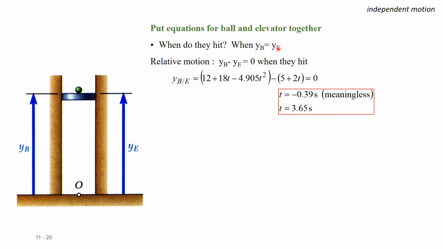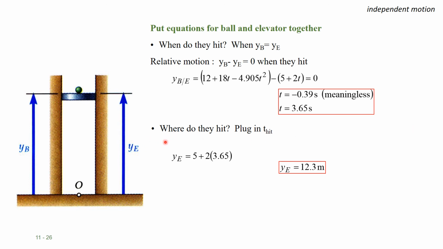So YB equals YE, or that relative position is 0. So we have a t squared, just use a quadratic equation. The only thing we don't know here is time. So we solve this equation and we can find what time they smack into one another. We'll ignore the negative. So after 3.65 seconds, the ball hits the elevator. Okay, next up, velocities. So where do they hit and what are their relative velocities?